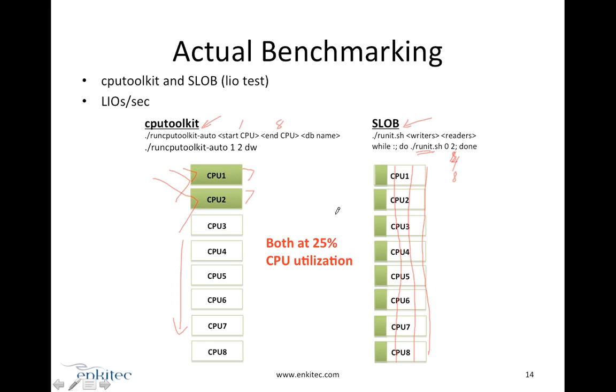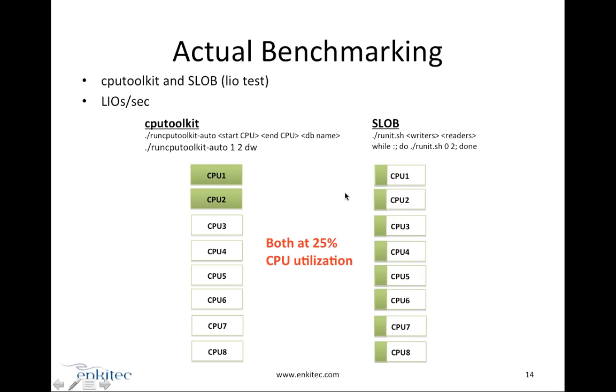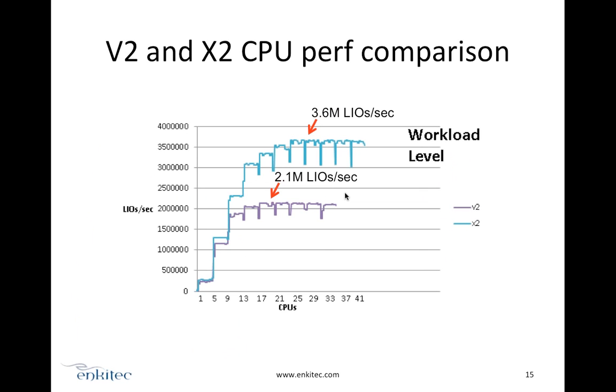So the CPU toolkit tends to saturate one thread at a time. So let's say if I run start CPU of 1 and end CPU of, let's say, 8, it will saturate 1 on the first cycle, and it will saturate 2 on the second cycle, and then 3 on the third cycle, and it will go on until it saturates everything, right? For SLOB, so let's say if it's 2, 4, 8, then what it will do is it will saturate it across the CPUs as you give more drivers to that specific driver script, right?